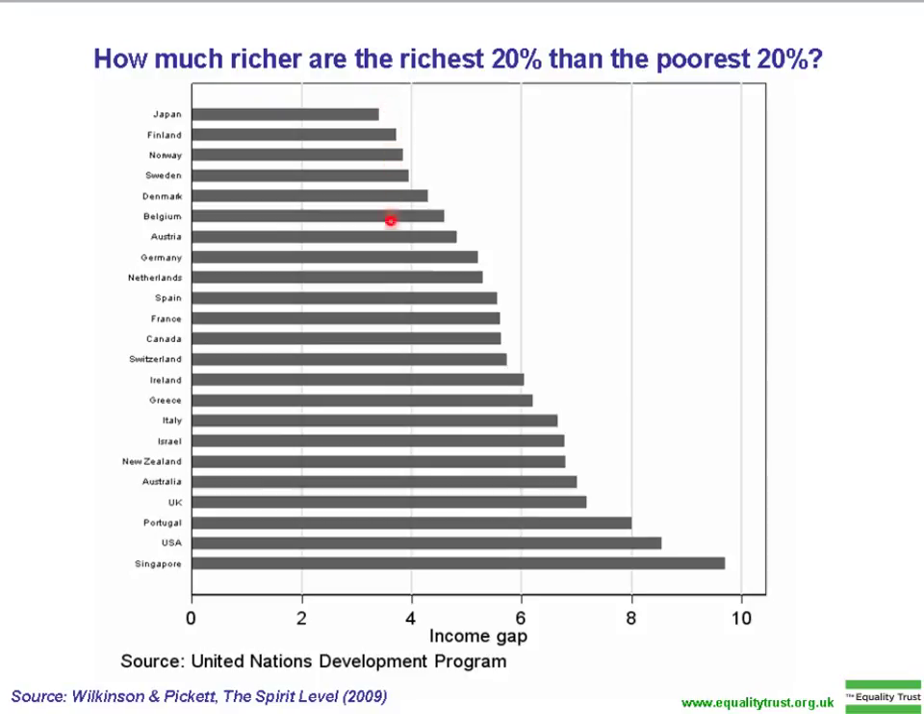So at the top of this chart, we can see those developed countries where the gap is the smallest. So in countries like Japan and the Scandinavian countries of Finland, Norway, Sweden and Denmark, the richest 20% on average are earning about 4 times as much as the poorest 20%. At the bottom of the chart, we've got the developed countries that are much more unequal in terms of income. So in countries like the UK and Portugal, the US and Singapore, you can see here that the gap between the richest 20% and the poorest 20% is about twice as much as it is in the more equal developed countries.